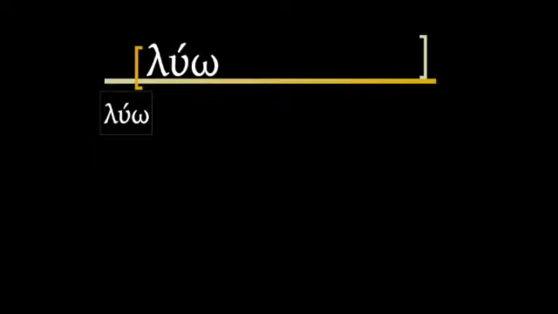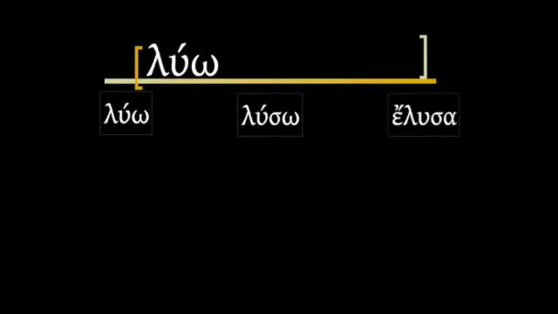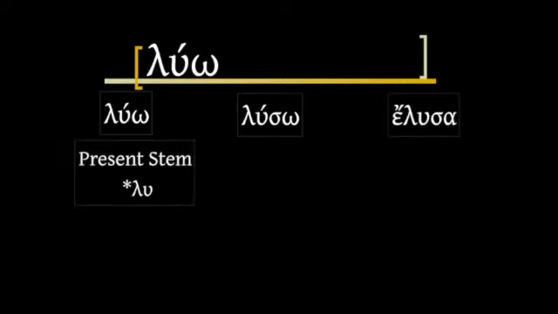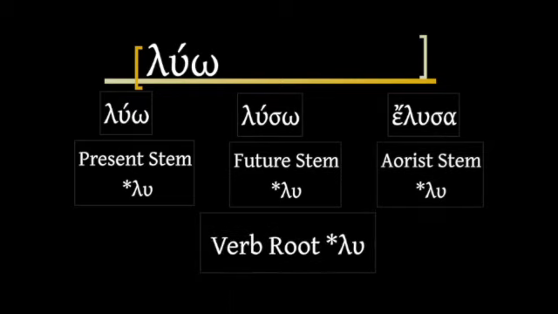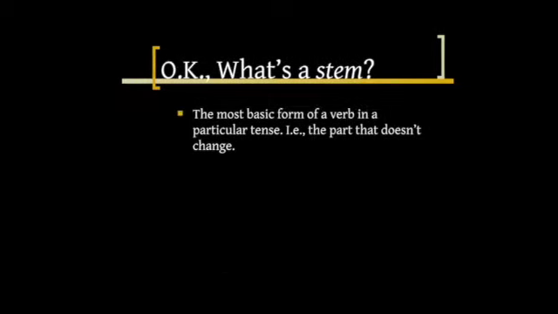For luo, our present tense is going to be luo, our future tense is going to be luso, and our aorist tense is going to be elusa. So the present stem is lu, the future stem is lu, and the aorist stem is lu. And so the verbal root, which is the most common element of the present, future, and aorist, is simply lu. So no major change. This is what Mounce calls his pattern 1, where the root is not modified at all.